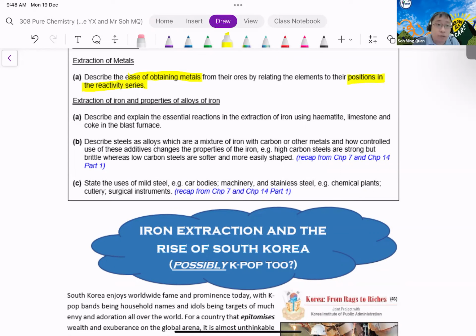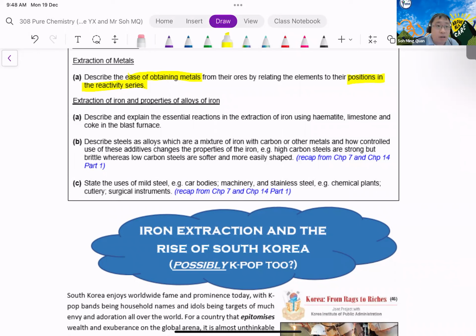Meaning, at the end of today, you must be able to tell me more reactive metals are more difficult to extract. Less reactive metals are easier to extract. Okay, that is the learning outcome that we hope to get and we hope to be able to explain at the end of today. Now, besides that, we will also be looking at a specific metal, which is iron. How do we extract iron on an industrial scale?